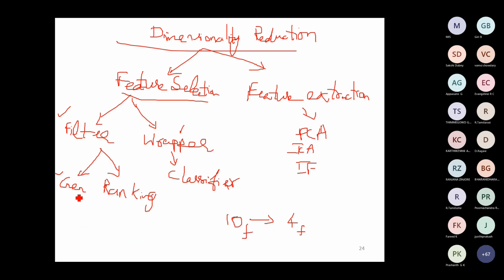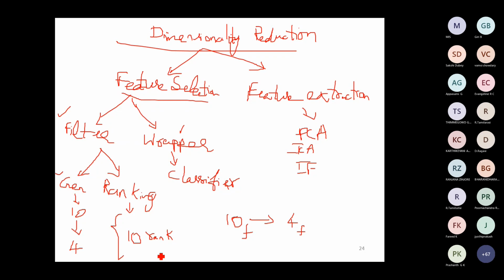So in the general method, it will select the best 4 from 10 features. But in the ranking based method, it will not select the best 4. It will give the rank. It will show all the 10 features, but it will rank them in order. The best one will be given the first rank. So it will give a rank for all the 10 features.